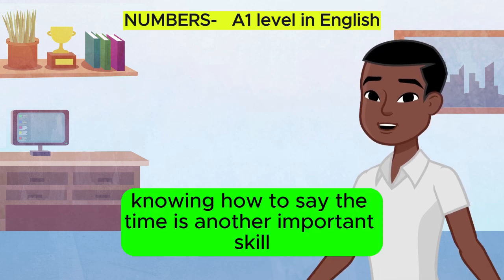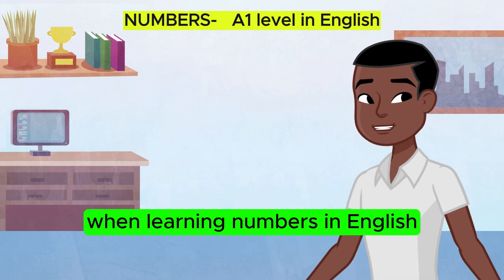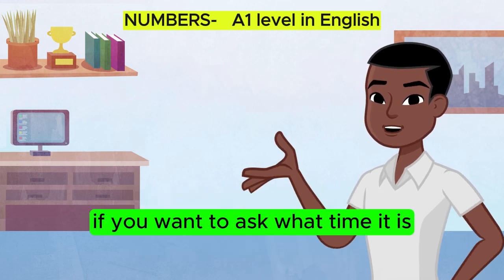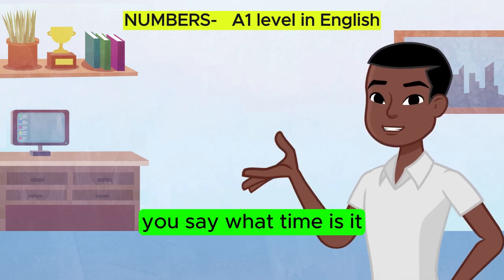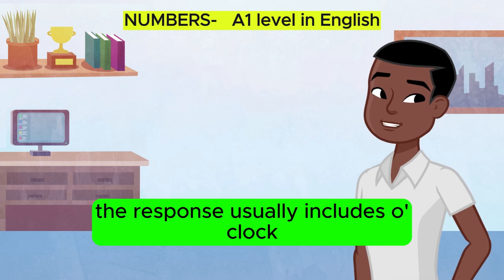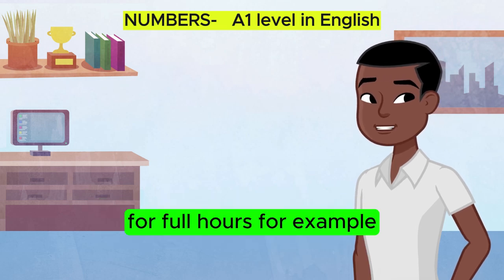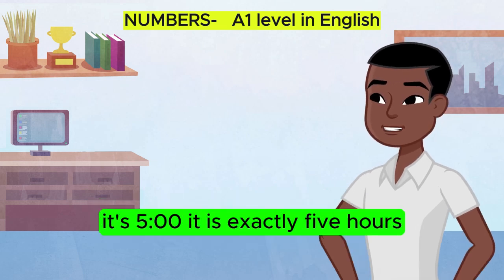Knowing how to say the time is another important skill when learning numbers in English. If you want to ask what time it is, you say, "What time is it?" The response usually includes o'clock for full hours. For example, "It's 5 o'clock." It is exactly 5 hours.